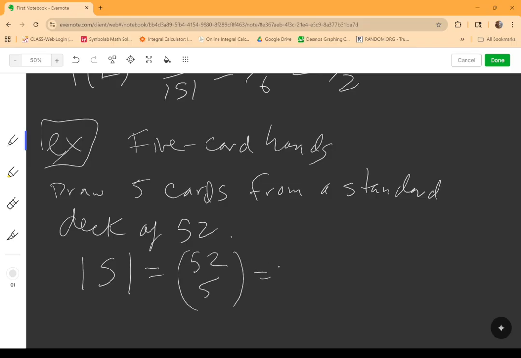All right, so it turns out that's 2,598,960. All right, again, unordered hands, right? It's that choose number. So if I have ace, 2, 3, 4, 5, that's the same as 5, 4, 3, 2, ace, for example. Okay.